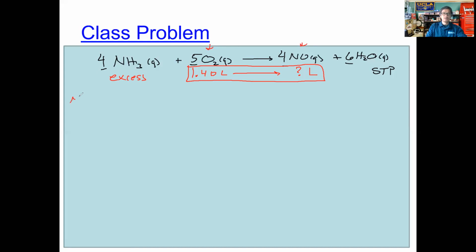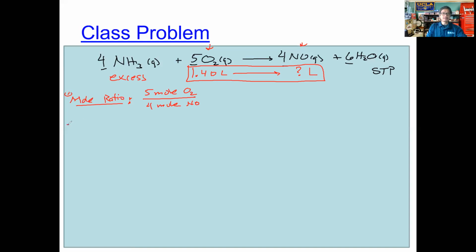Okay, so the mole ratio is going to be 5 moles of O2 over 4 moles of NO, or the reciprocal. We're not going to use both. We're going to use one or the other. But make sure you keep in mind that whatever we use has to have 5 moles of O2 or 4 moles of NO, or we can take the reciprocal. So that's our first conversion factor.